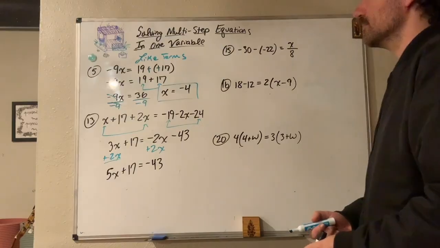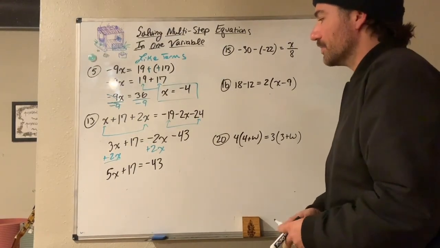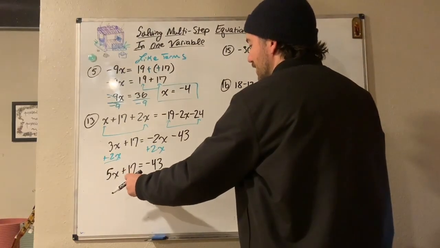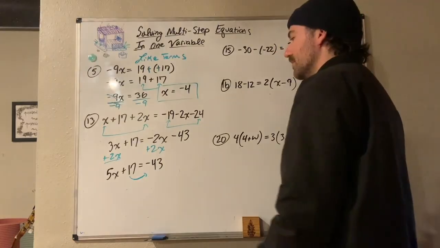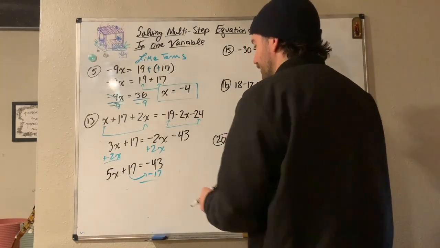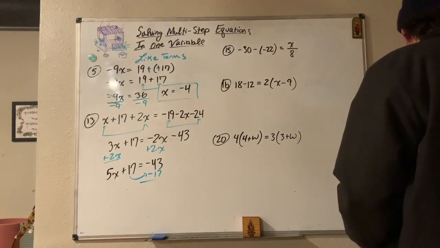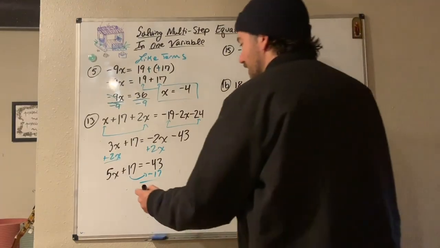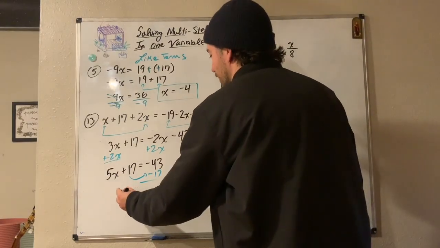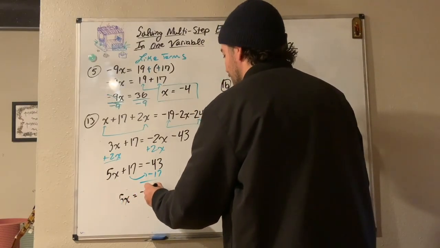So now we're looking maybe more like our first one. And we're still trying to get this x on its own, so let's take this 17 and move it over to the right side. So it's positive, so we'll subtract it on the right side. So I have minus 43 minus 17. That will give me a negative 60. So we're subtracting from a negative. I'll add those together. The result is more negative. So 5x equals negative 60.